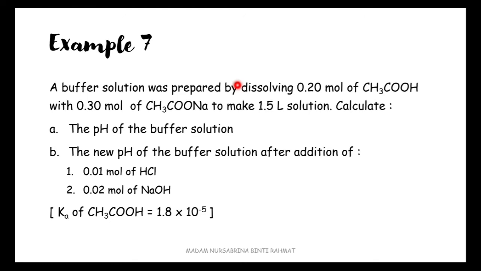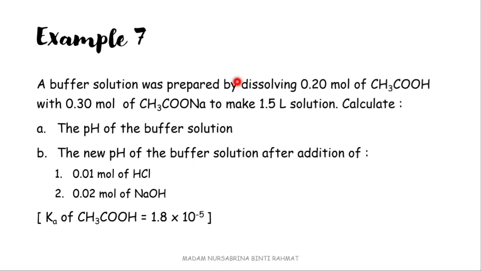Alright, so let's try a more difficult question on calculating the pH of the buffer after addition of a small amount of strong acid or strong base. From there you can see the changes are very small. So let's try this example. You're going to prepare a buffer solution containing 0.20 mole of ethanoic acid with 0.30 mole of sodium ethanoate.